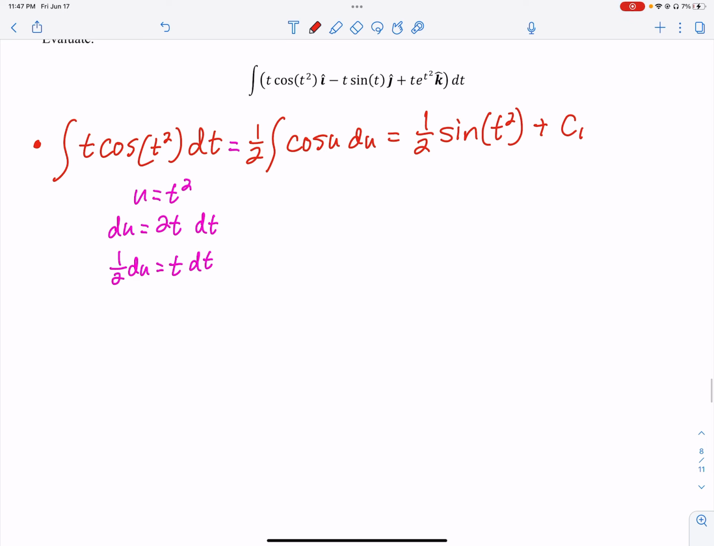All right, let's do our j component. So I just put another bullet. You can put whatever you want there. We get the negative integral of t sine t. Now this one isn't the same because it didn't have the t squared, so we can't just do a u sub. This is going to require some integration by parts. And I hear some of you guys groaning. This one's not too bad.